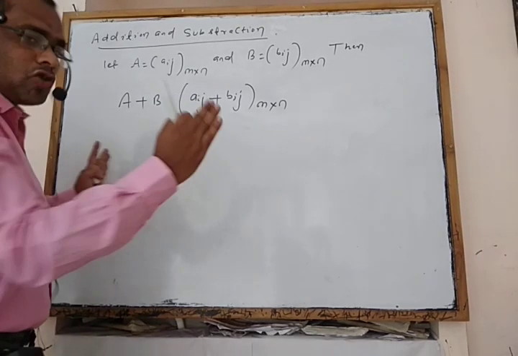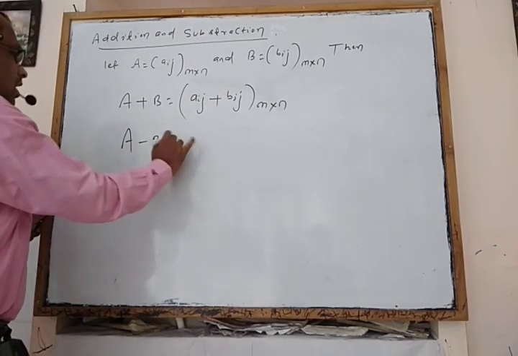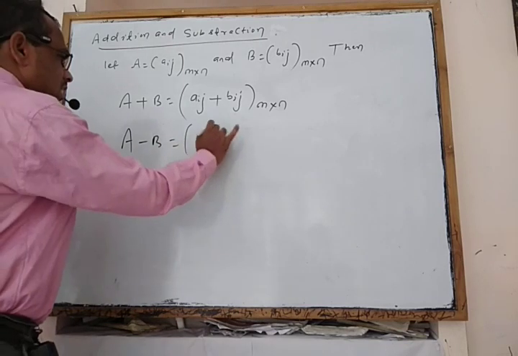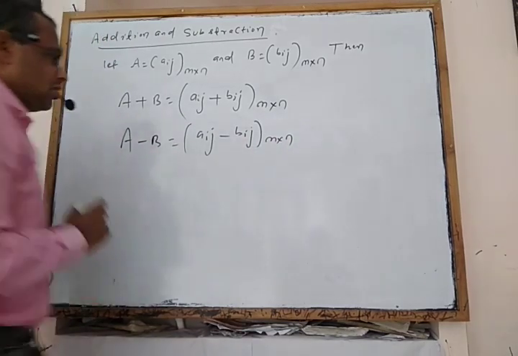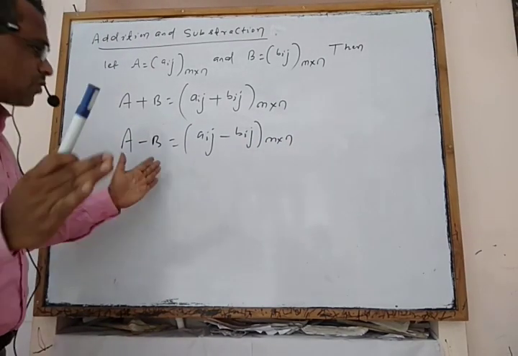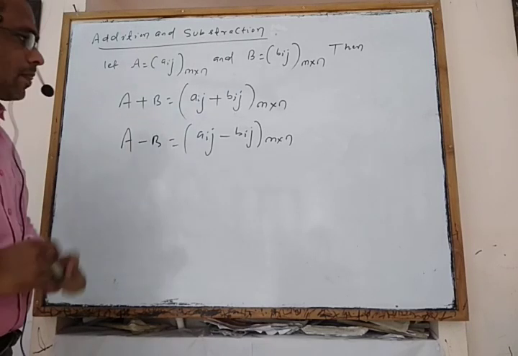You add the corresponding elements of the two matrices. And the subtraction will be obtained Aij minus Bij of order m cross n. For subtraction, subtract the corresponding elements, and for addition, add the corresponding elements.